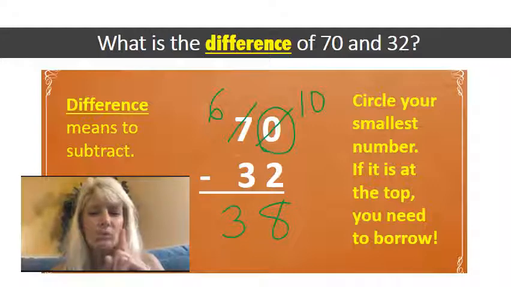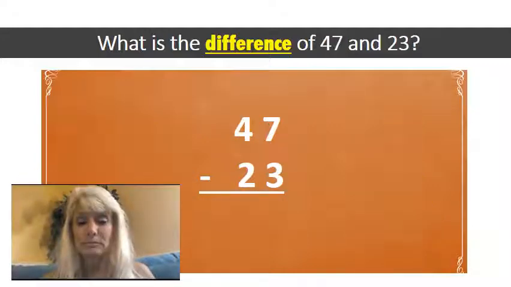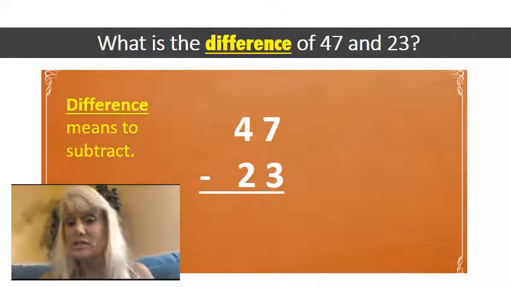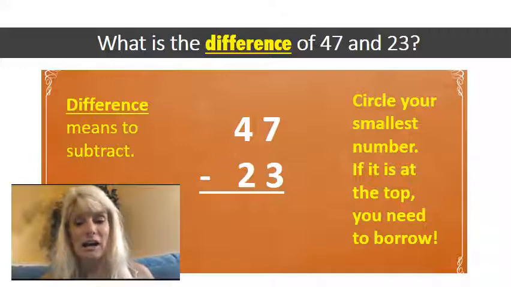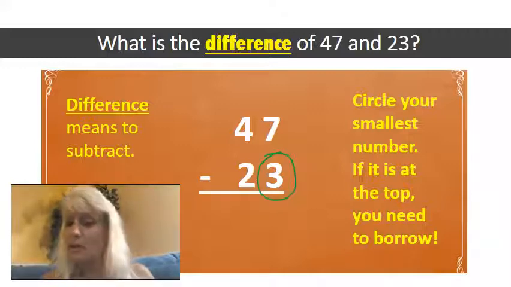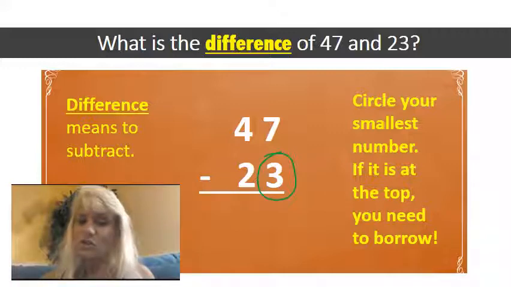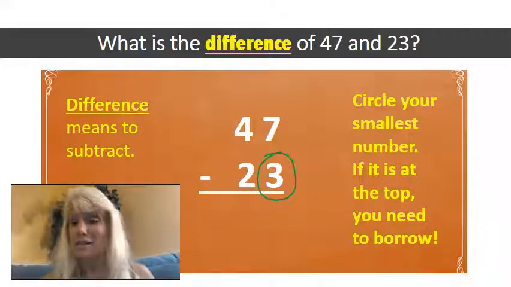We're going to try one more before you have to try it on your own. What is the difference of 47 and 23? Again, difference means to subtract. And I am going to circle my smallest number. This time, my smallest number is at the bottom. So now I know I'm not going to need to borrow.